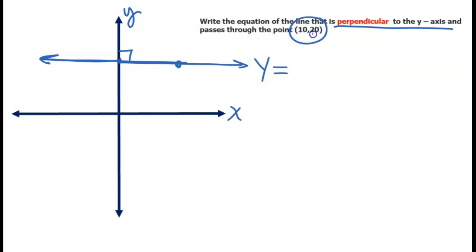Which one of those is the y number? And that would be 20 would be where the y-intercept is. If it's crossing the y-axis and it's straight, it's going to be y equals a number.